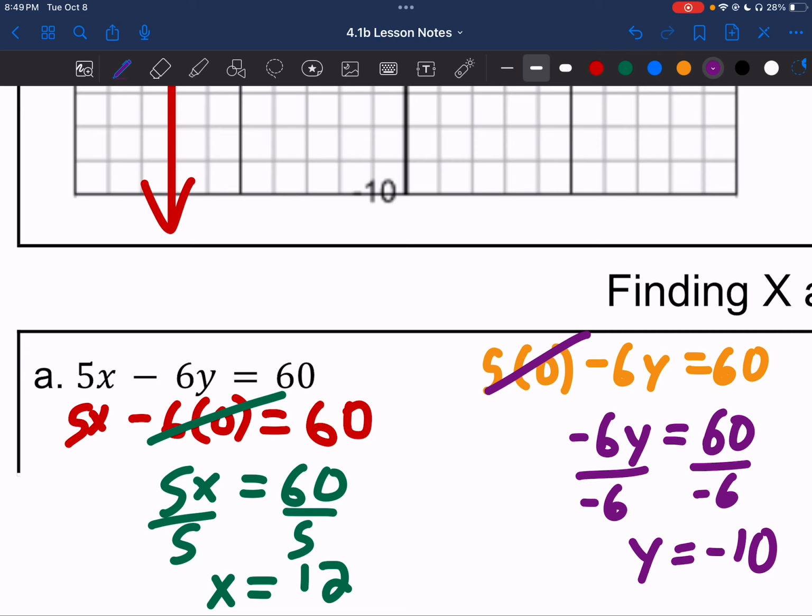My x-intercept is at 12, my y-intercept is at negative 10. And I can use those 2 points, and I can draw the line between them, and it extends beyond them, and there we go. We can graph that way.